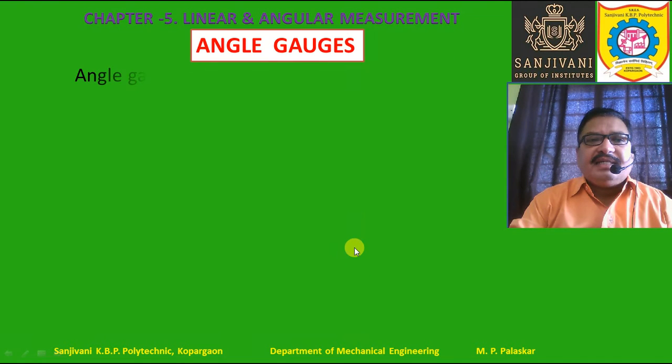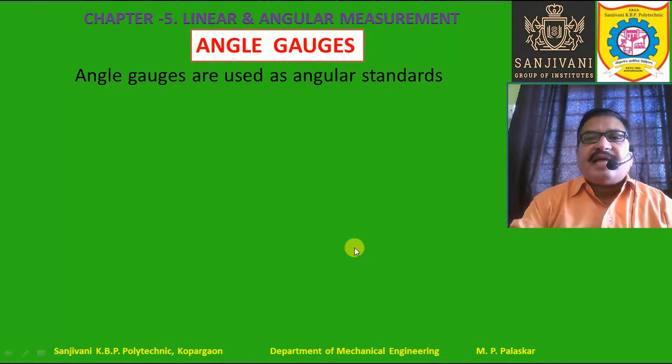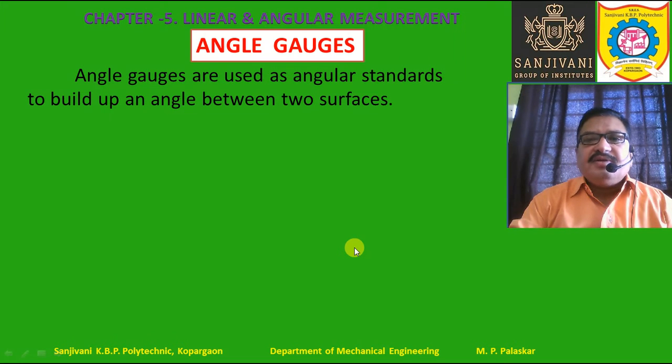So the angle gauges are used as angular standards to build up an angle between two surfaces. If you want to measure, or build up, or compare the angle between two surfaces, then we have to use the angle gauges.